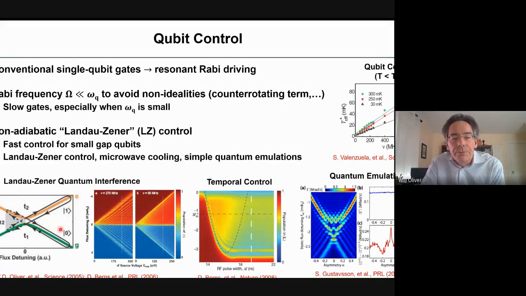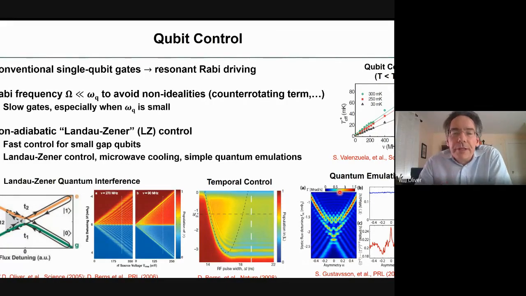Okay, and so we showed a number of interference experiments back at that time as a function of how far we sweep in voltage, as well as where our starting point is. A couple of years later, we showed that we can actually do temporal control of a qubit in this way, so time-dependent control. And then later, some experiments, basically quantum emulation of scattering. In this case, it was a model of universal conductance fluctuations, but observed via scattering events at this avoided crossing.